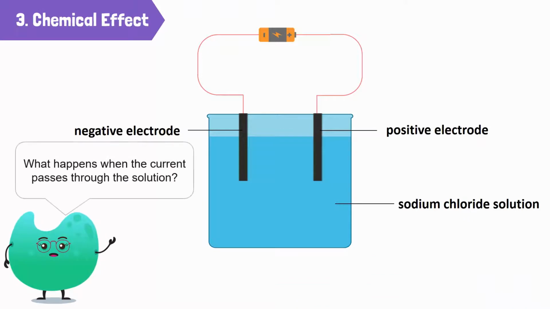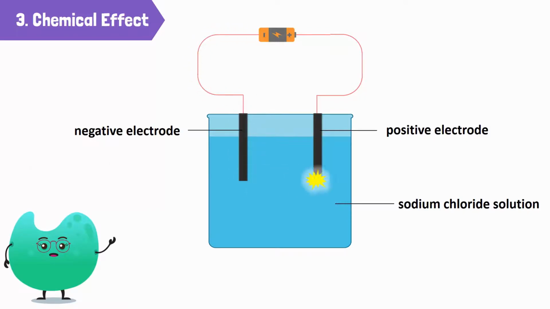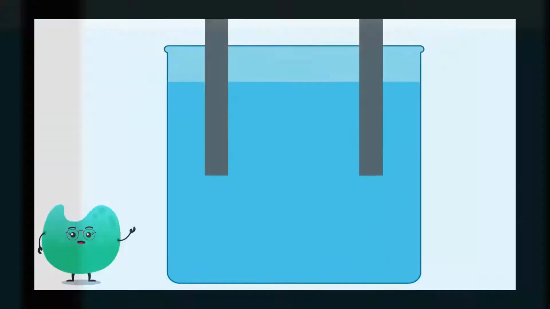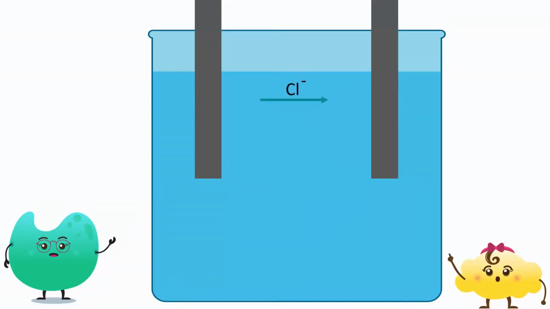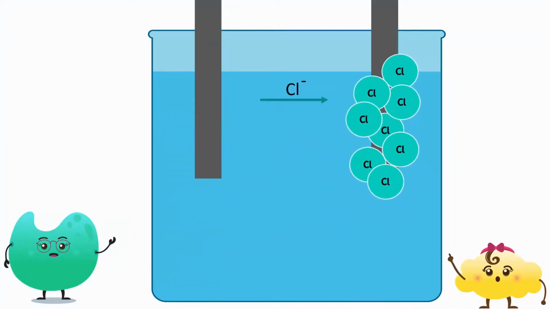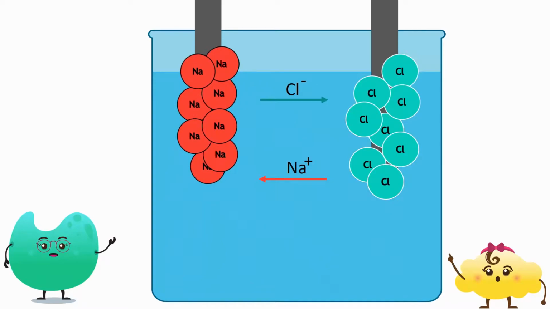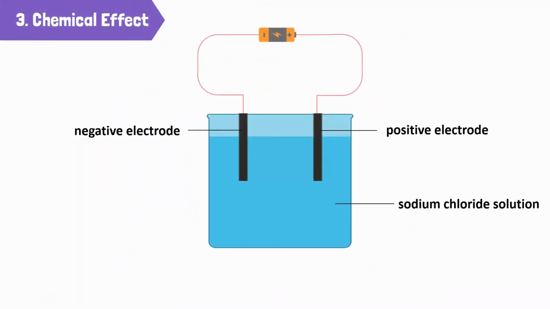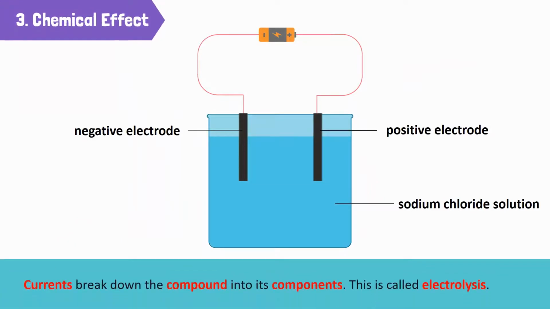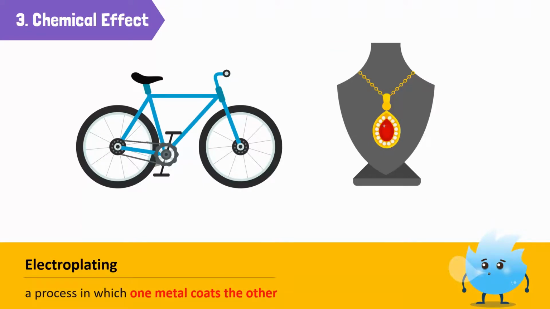Now, observe what happens when current passes through the solution. Chlorine gas is collected through the positive electrode and sodium through the negative electrode. This is an example of the chemical effect that results from the flow of current. Currents break down the compound into its components. This is called electrolysis. This chemical effect is used for electroplating, a process in which one metal coats the other.